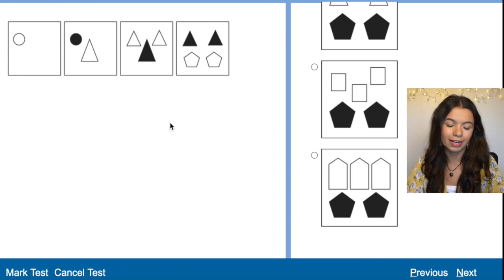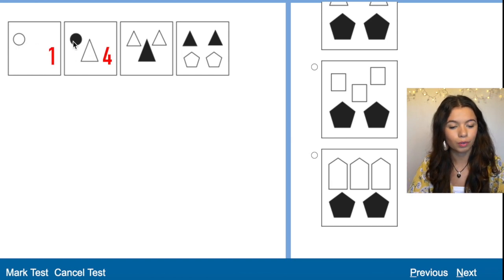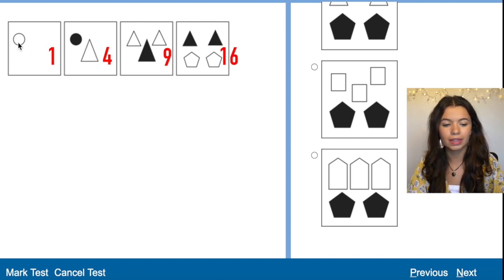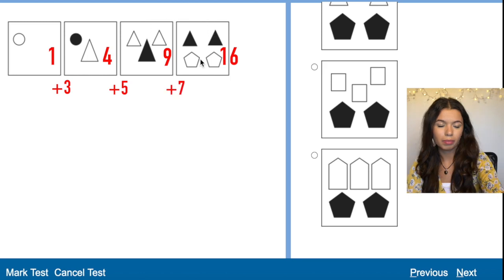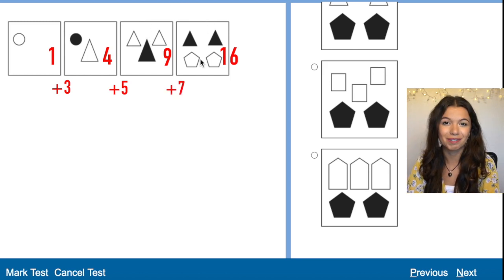I'm just gonna try and count the number of sides and see how that increases between each box. So here we've got 1, here we've got 4, 9, 16. Okay, so the difference between this box and this box is +3. Difference between this box and this box is +5. Difference between this box and this box is +7. Okay, I think we found a pattern.